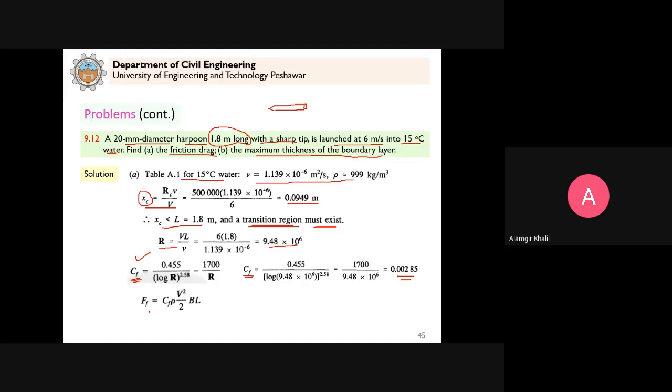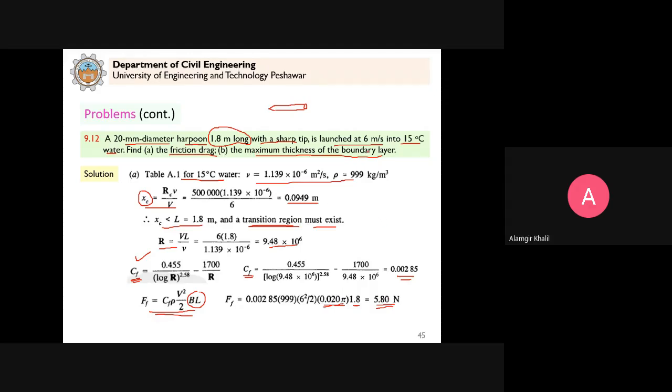Now to calculate the friction drag force, we always use this equation. In this case you calculate the area. This is not a flat plate, but it has a diameter and a length. So pi d times L is the characteristic area. The friction force comes out equal to 5.8 Newton.